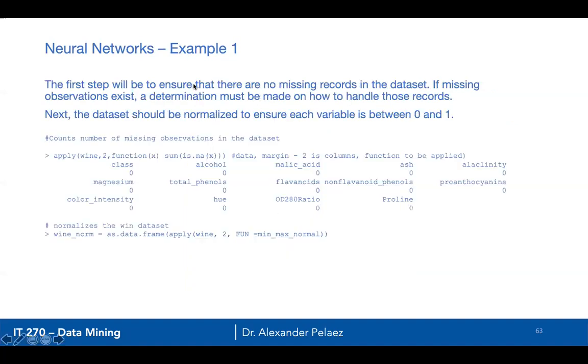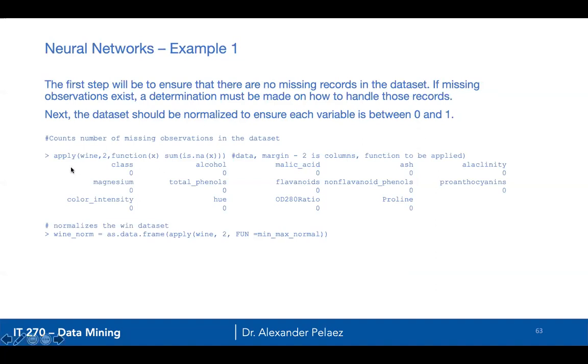So the first step is to ensure that there are no missing records in the data set. If we do have missing observations, we have to handle them because every input must be between 0 and 1. We don't have a choice. So we're going to have to figure out what to do with it.